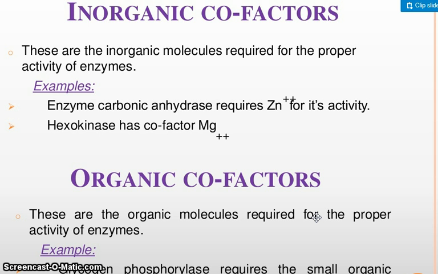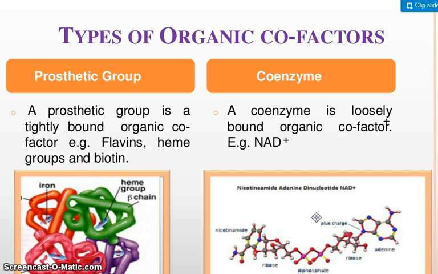Organic cofactors are the organic molecules required for the proper activity of enzyme. Example, glycogen phosphorylase requires a small organic compound. Types of organic cofactors: prosthetic groups and coenzymes. A prosthetic group is a tightly bound organic cofactor. Example, flavin, heme group and biotin.